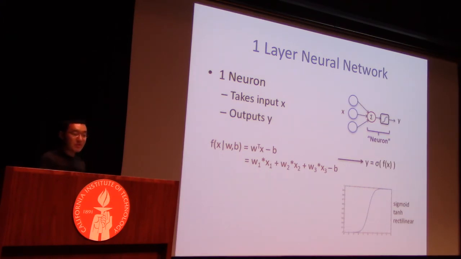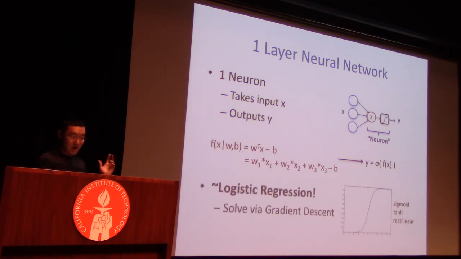So can anyone tell me what this looks like? Correct. Trivial neural net is exactly logistic regression. That is correct.